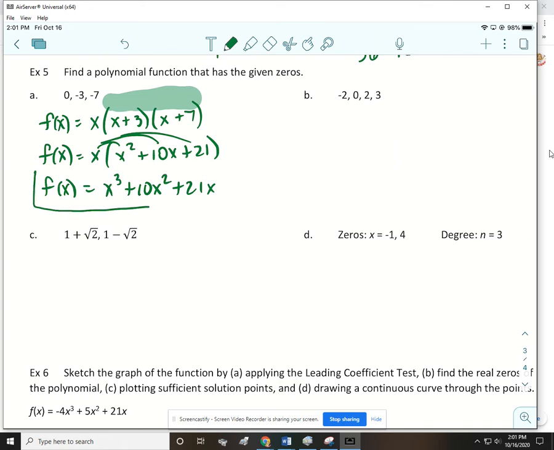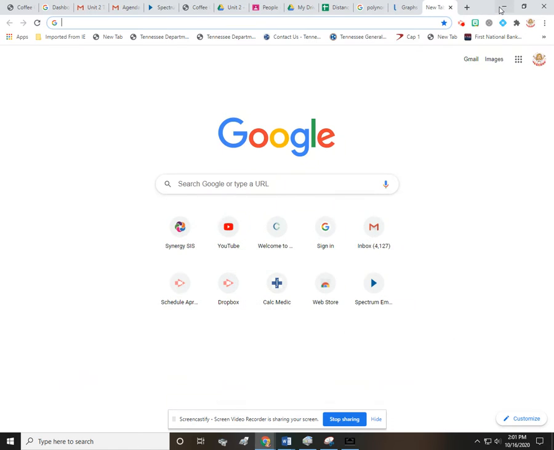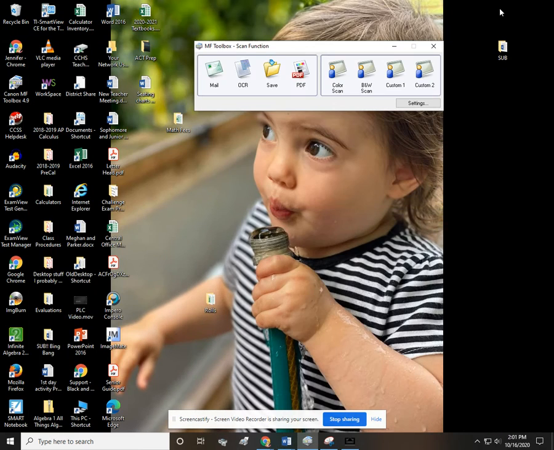Right? So that is a function, not the only function, but a function that has zeros of 0, negative 3, and negative 7. Now, if you wanted to make sure that you were right, sorry, I have a bunch of stuff open, if you had a graphing calculator, you could look on the calculator. Mine didn't want to.